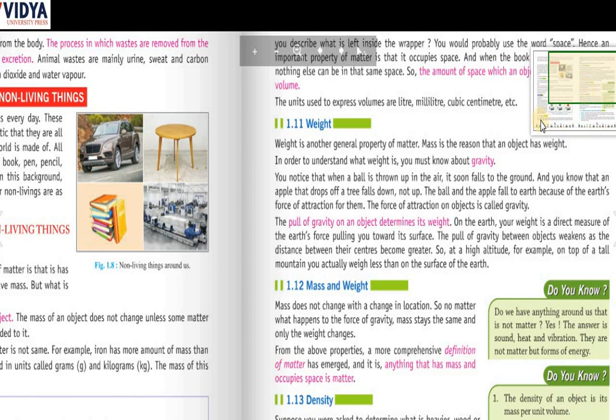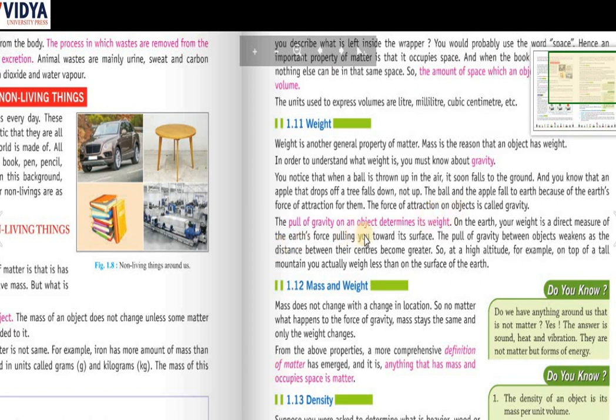Now let's move to weight. Weight is another general property of matter. Mass is the reason that an object has weight. In order to understand what weight is, you must know about gravity. When a ball is thrown up in the air, it soon falls to the ground. And an apple that drops off a tree falls down, not up. The ball and the apple fall to earth because of the earth's force of attraction for them. The force of attraction on an object is called gravity.